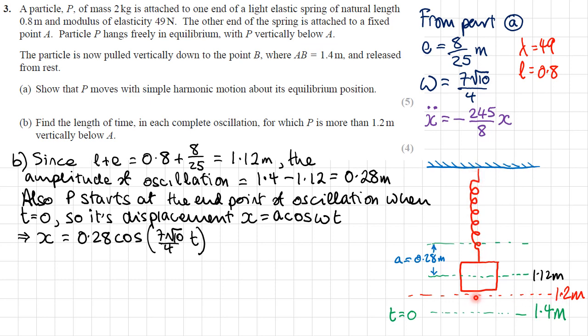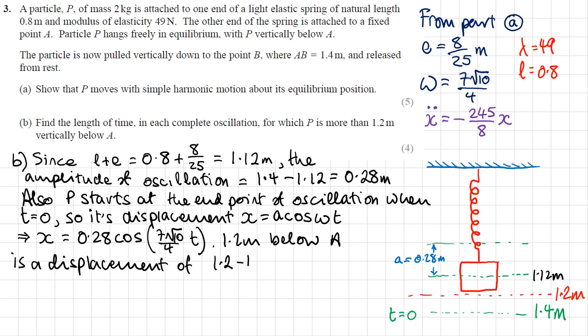Now we want to find the times when the actual distance from A is 1.2 meters. That's this point here. Now that distance of 1.2 meters below A, we want to know what that displacement is from the equilibrium position. That's going to be our value of x here, which we'll use to find t. So 1.2 meters below A is an actual displacement from the equilibrium position of 1.2 minus 1.12 meters, which will give us 0.08 meters.